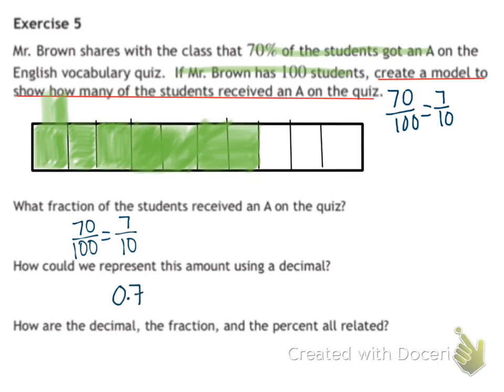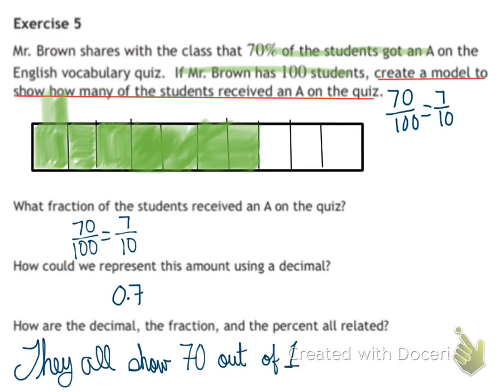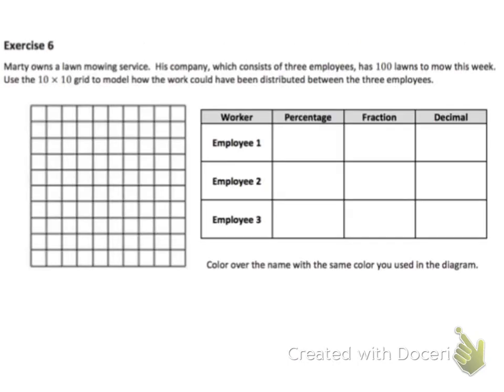And as a decimal, 7/10. What do they all have in common? The decimal, the fraction, and the percent. They all show 70 out of 100.